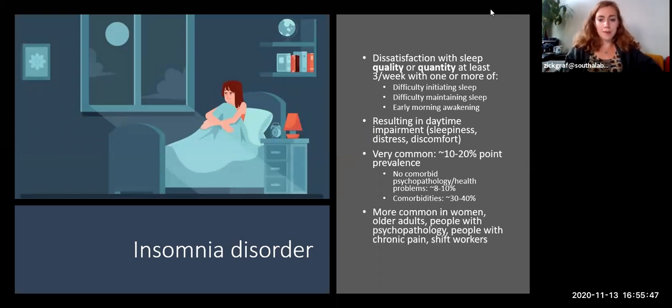Insomnia is more common in women. It's more common in older people. And like I said, it's more common in people with psychopathology or chronic illnesses, especially chronic pain. It's also really common in shift workers. In the recommended readings, there's an article based on an interview with a sleep researcher that talks about why shift work is so disruptive and so bad for people's sleep and why it can cause so many different sleep problems.